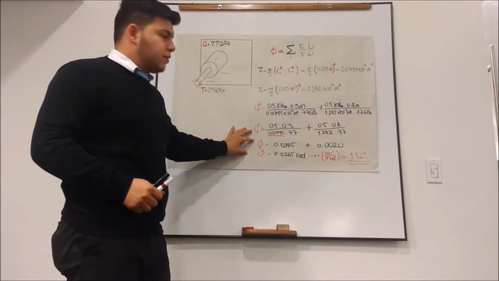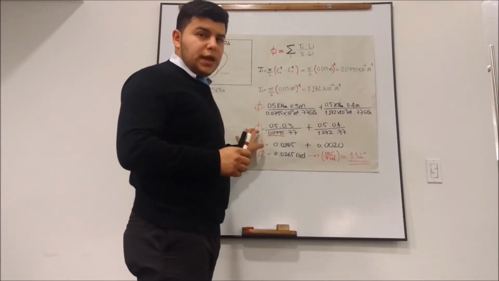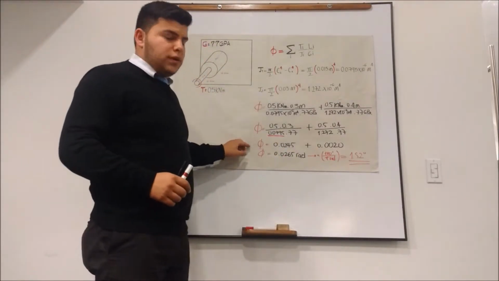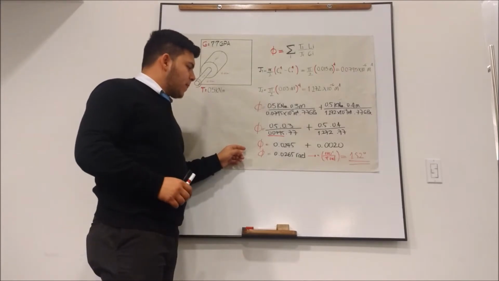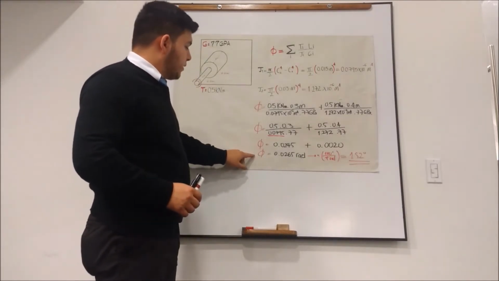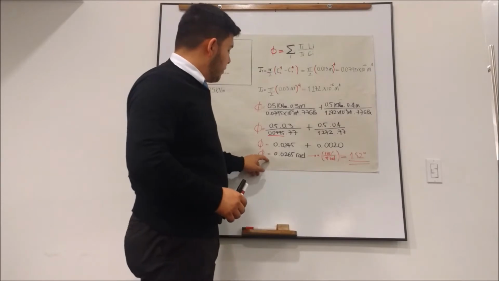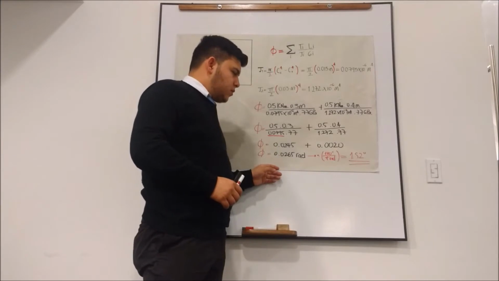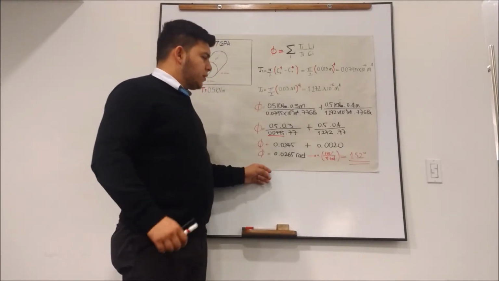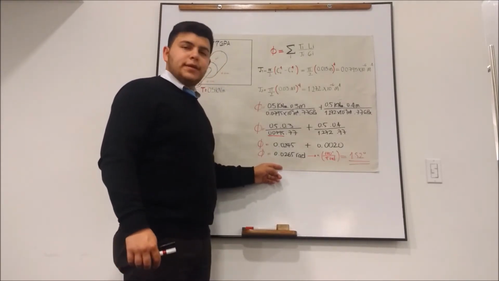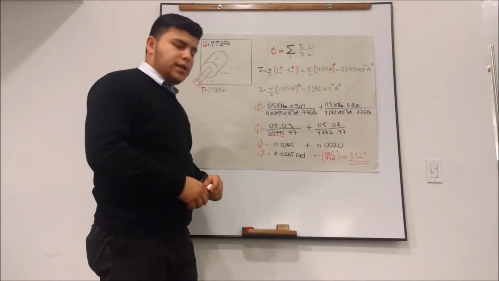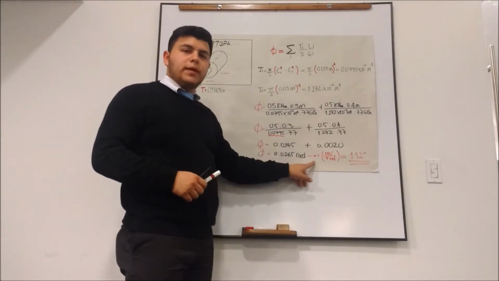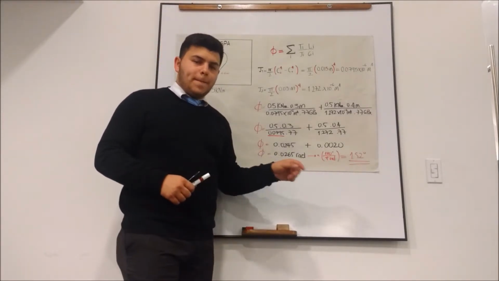If we simplify this a little more, we will find that the first term is equal to 0.0245 radians, and the second term works out to 0.0020 radians. If we add them together, we get our total angle. The angle of rotation is equal to 0.0265 radians. Okay, that's the twist angle at the free end.